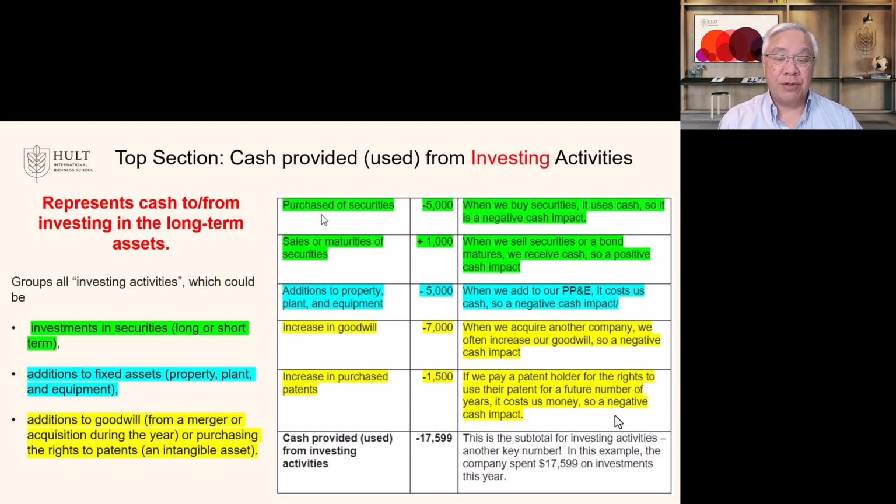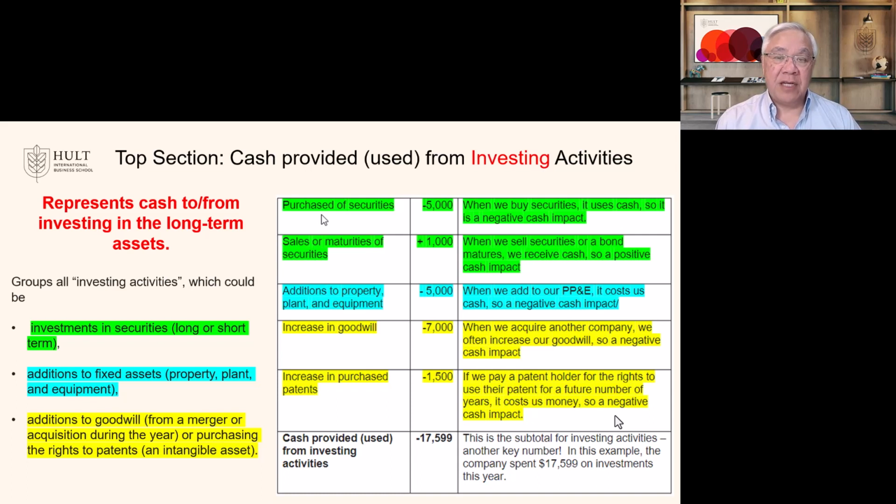Next are the ones in blue, and the most common one is additions to property, plant, and equipment, where we're buying new PP&E to grow or to replace old equipment. And the ones in yellow are additions for other purposes, like goodwill, where we acquire another company and we pay more money for that company than the fair value of the assets identified from that company. So extra money that we spent to buy that company is called goodwill.